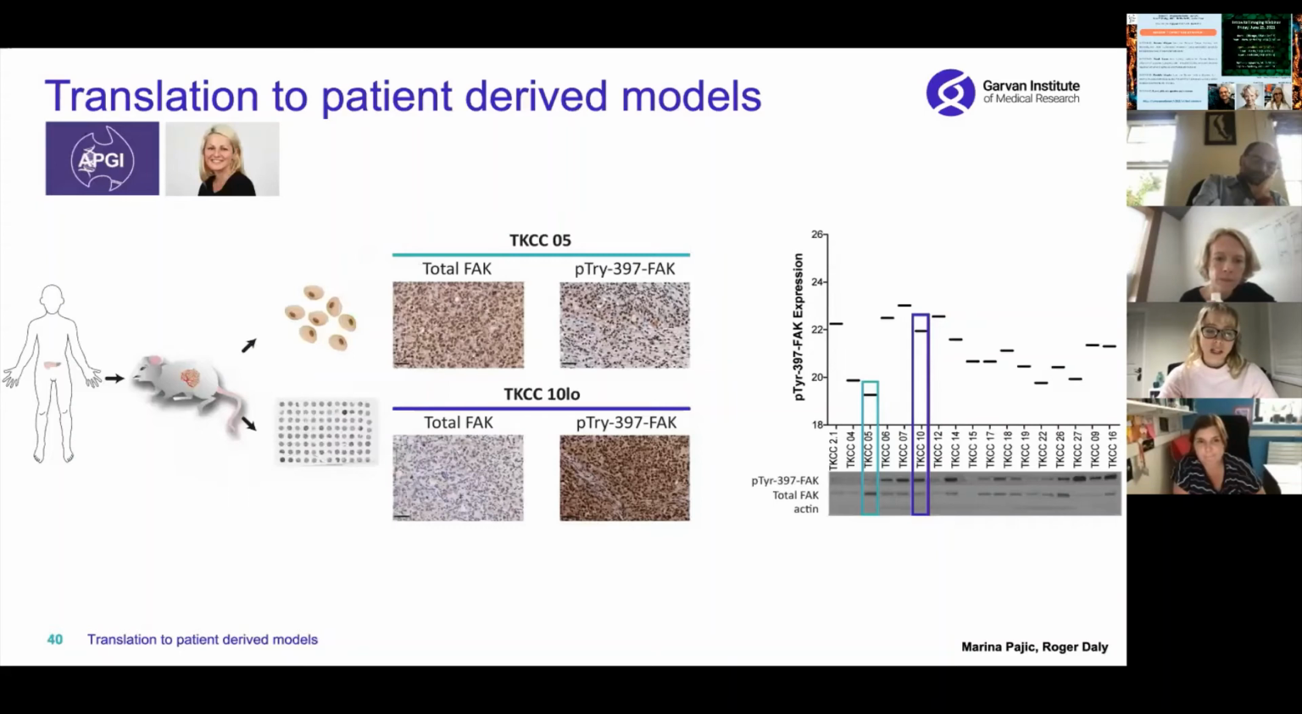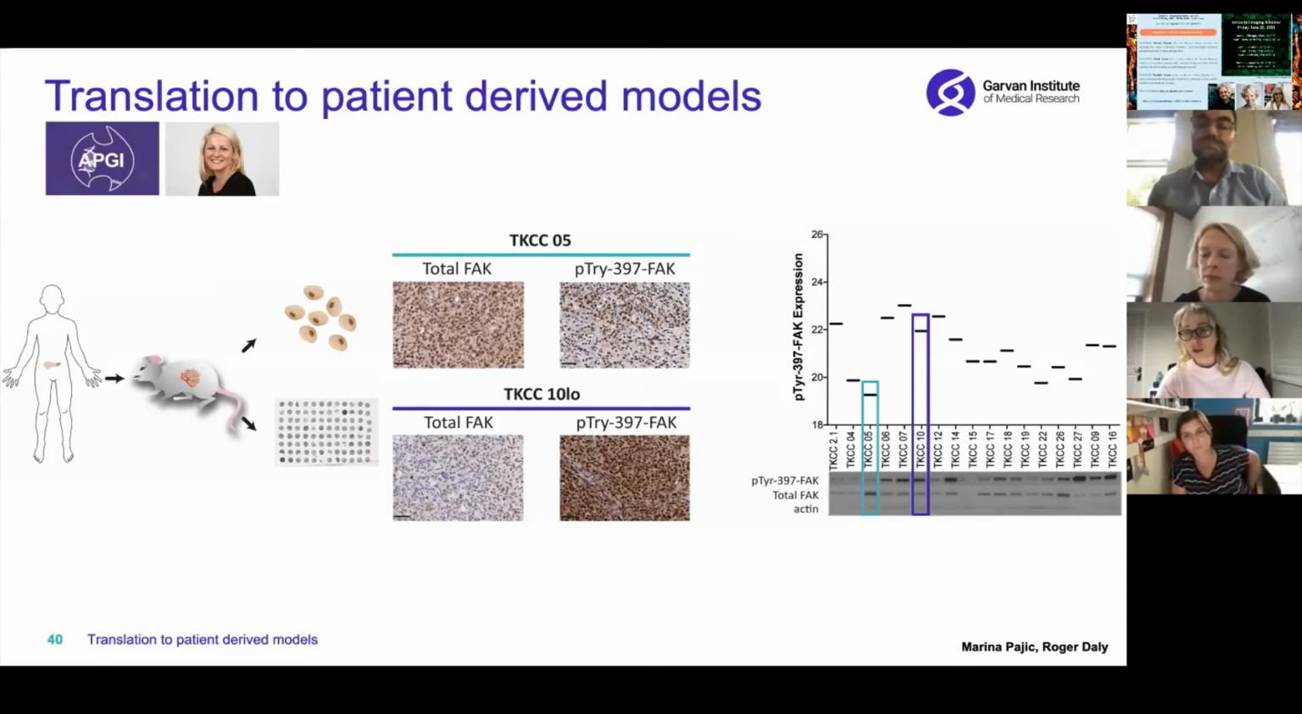So to do this, we collaborated with the APGI cohort and analysed the panel of cell lines for different levels of FAK. From here, we chose two different cell lines, the TKCC5s, which had high levels of FAK, but very low FAK activity. And then we took a different cell line, the TKCC10s, that exhibited low levels of FAK, but exceptionally high levels of activity. And we verified this by phosphotyrosine-enriched mass spectrometry and also by Western blot.